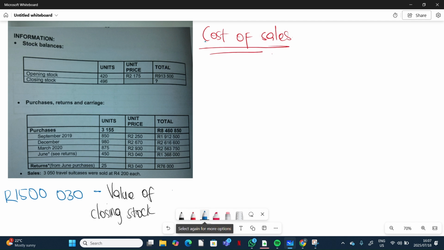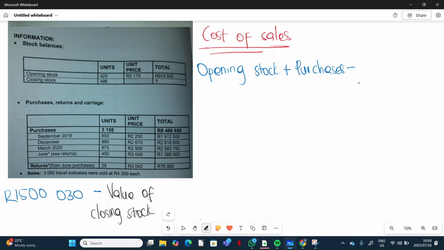Now, here's the formula that we use for cost of sales. For the cost of sales, we're going to take the opening stock. Then we are going to add your purchases. So meaning that we're going to add the inventory that we bought, right? Then after that, we're going to subtract the closing stock. So this is the formula that you're going to use.